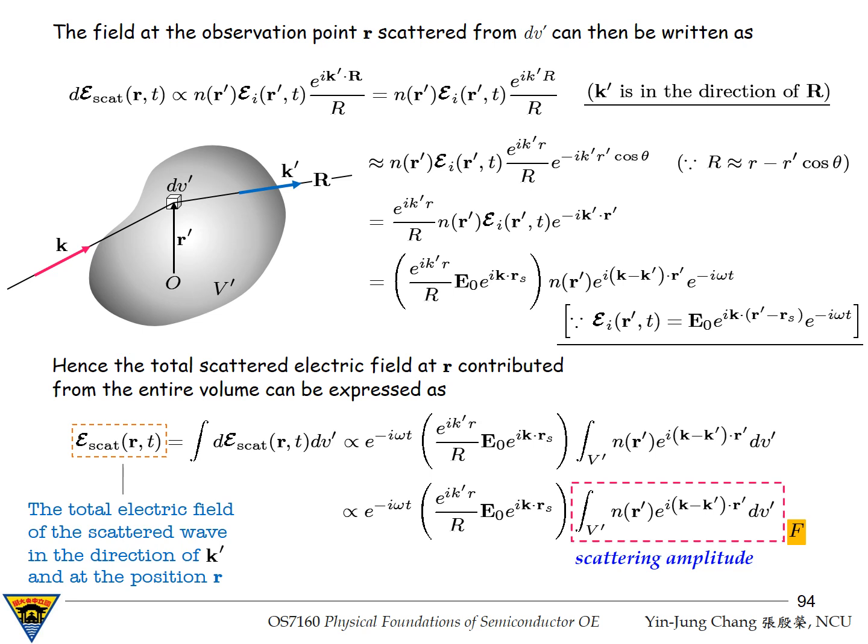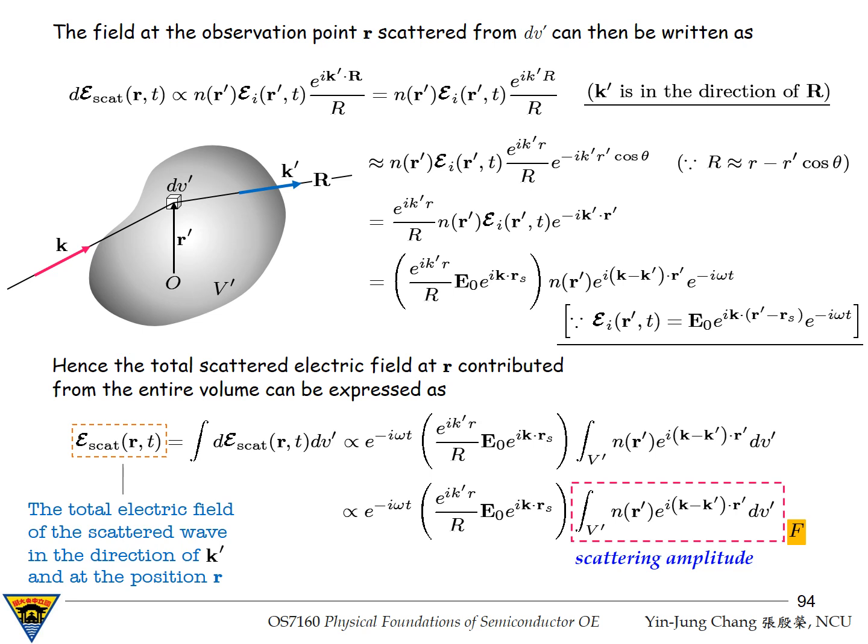So the total amplitude of the scattered field in the direction of k prime is therefore proportional to the integral of n of r prime multiplied by the phase factor e to the i k minus k prime dot r prime over the whole crystal. This integral is called the scattering amplitude and is typically denoted by capital F. It contains all the information about how the electron density distribution inside the crystal affects the diffraction pattern.